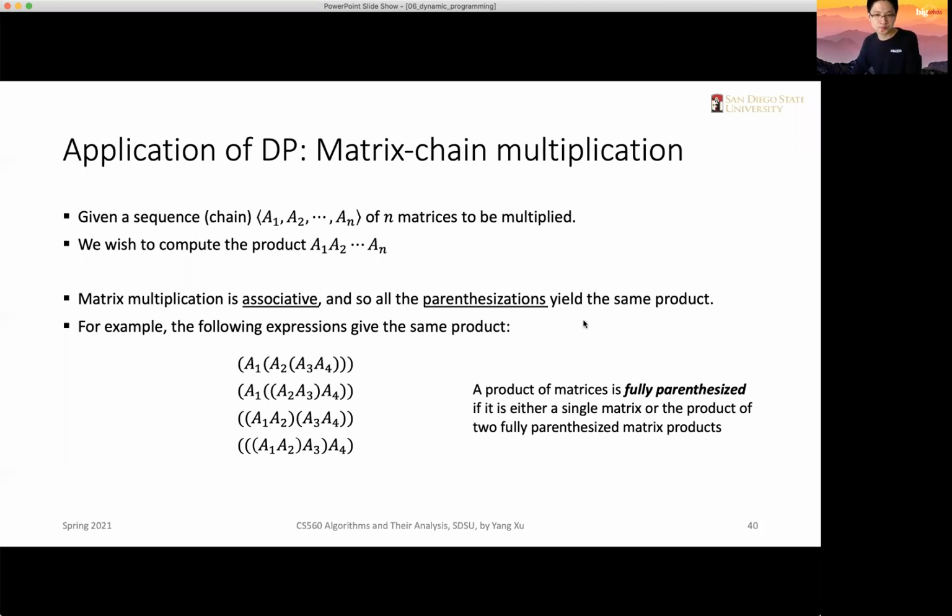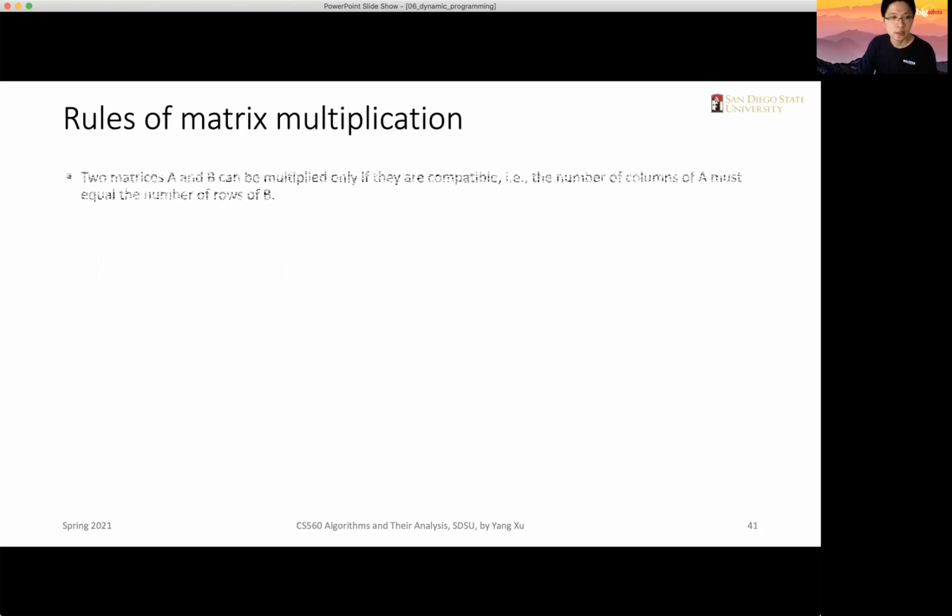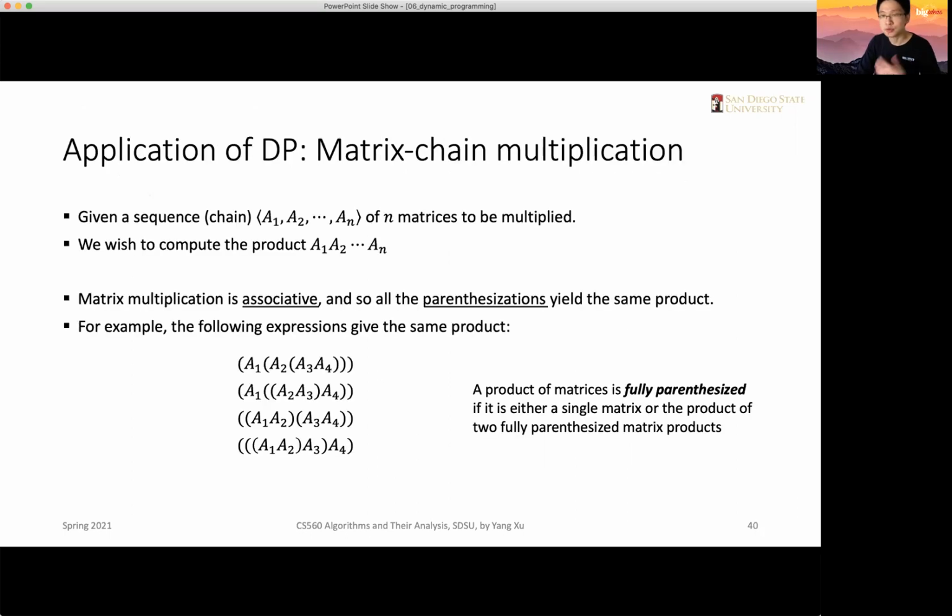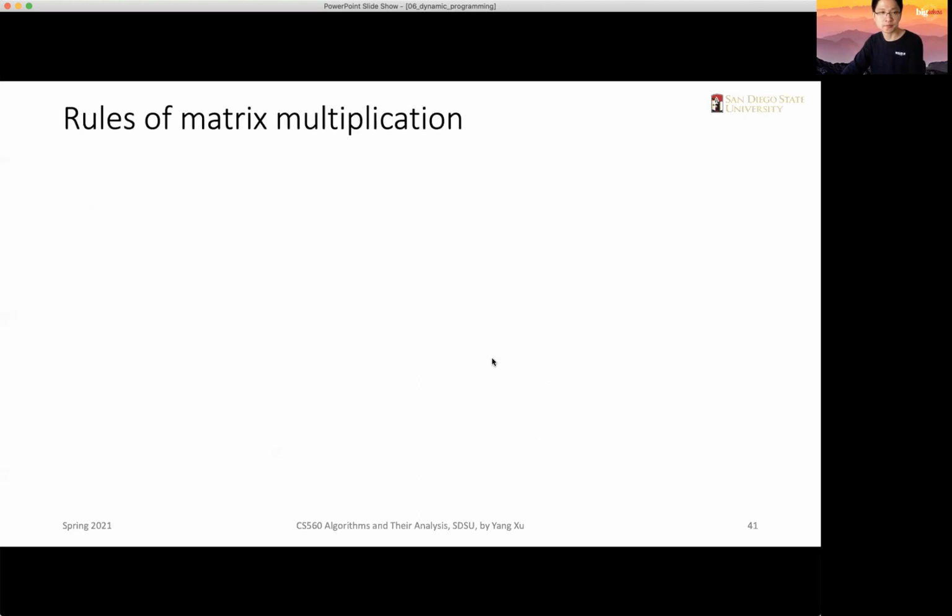Okay, so we say that a product is fully parenthesized if it is either a single matrix or the product of two fully parenthesized matrix products. Let's use an example to know why the ordering of the matrix multiplication actually matters, okay?